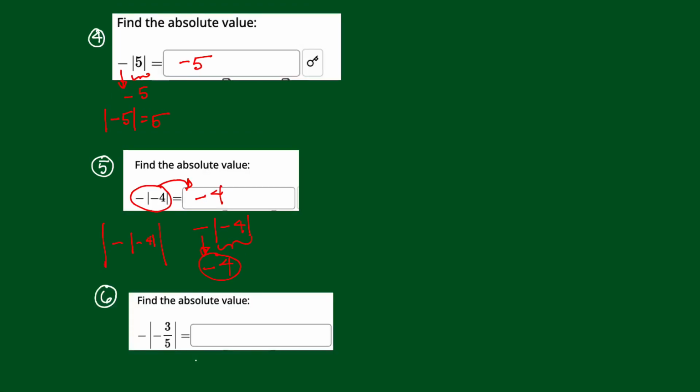And now here in number 6, we've got the same idea as in number 4. We're going to have that negative sign, and then the absolute value of negative 3/5 is just 3/5. So I'm going to write this as negative 3/5, or I think you could write it, I always like to put that negative sign on top, negative 3 over 5.